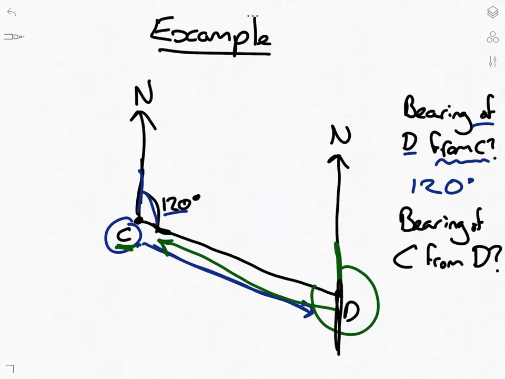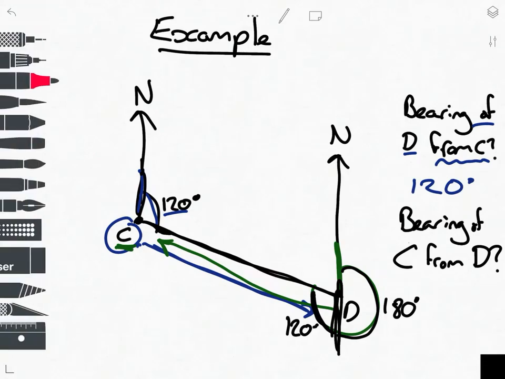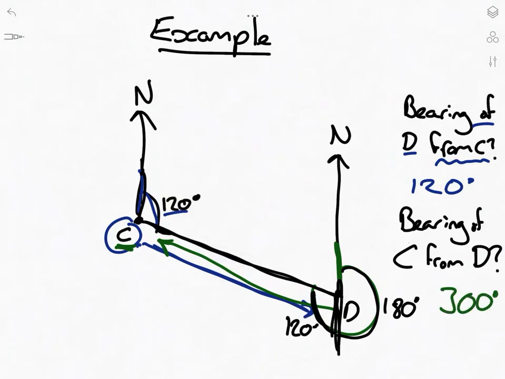Oops, a bit messy. We know this is 180 degrees on this side because it's a straight line. So we just need to find this little bit and add it on. Okay, and like I said, alternate angles. So this is 120 degrees as well. Well, that's the easiest one, I think. I'll show you another way in a moment. So we'll just add these together quickly. So that's 300 degrees, and that's your bearing because that's 3 digits.